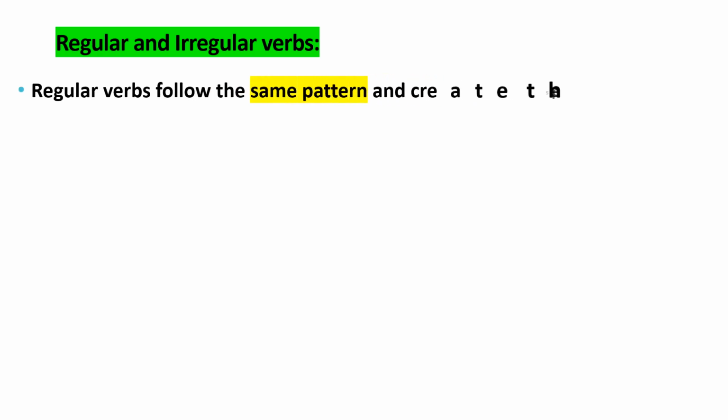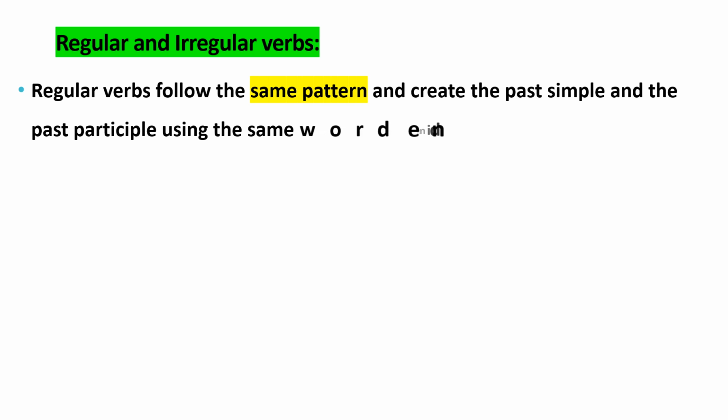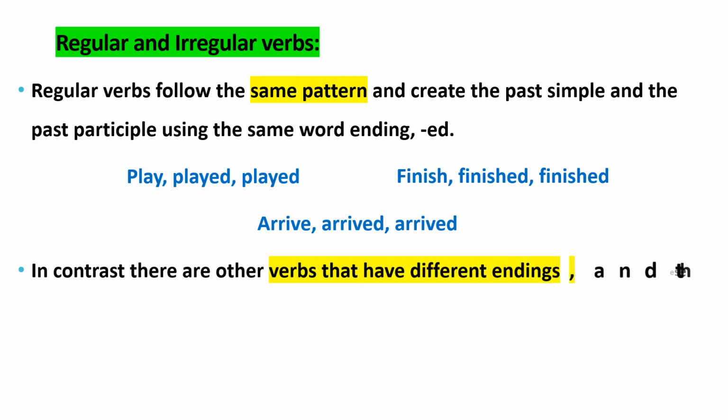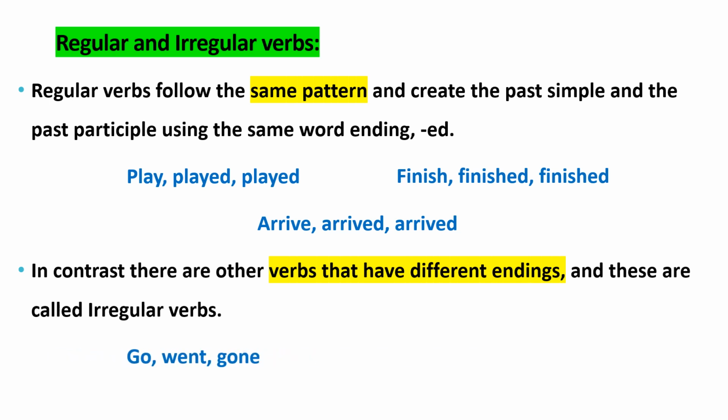Regular and irregular verbs. Regular verbs follow the same pattern and create the past simple and the past participle using the same word ending ed. For example, play, played, played. Finish, finished, finished. Arrive, arrived, arrived, etc. In contrast, there are other verbs that have different endings, and these are called irregular verbs, such as go, went, gone. Feel, felt, felt. Come, came, come, etc.